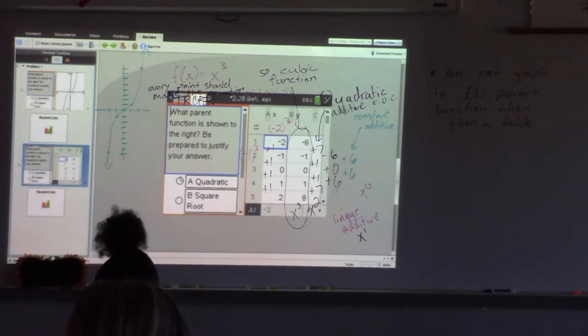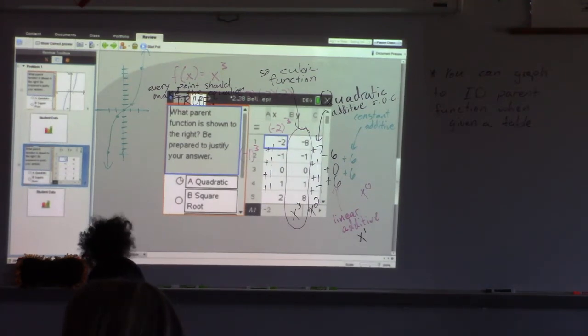Okay. I'm thinking about square though. Something with square. Is it something with x to the fourth? Yeah. It's called a quartic. Oh, but never mind. We'll get there in a second.